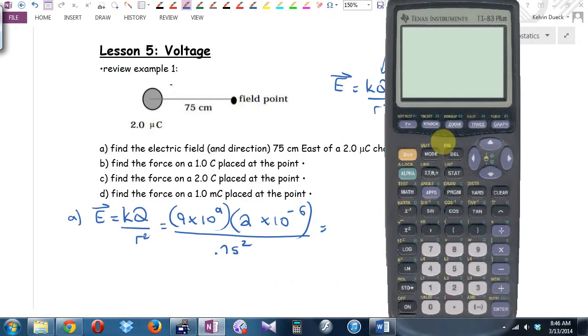That little mu symbol means microcoulombs, not to be confused with an m, which is milli. Millicoulombs is 10 to the negative 3. Lowercase m, milli, 10 to the negative 3. Micro, 10 to the negative 6. Of course, you don't have to memorize that because it's all sitting on that little chart right there.